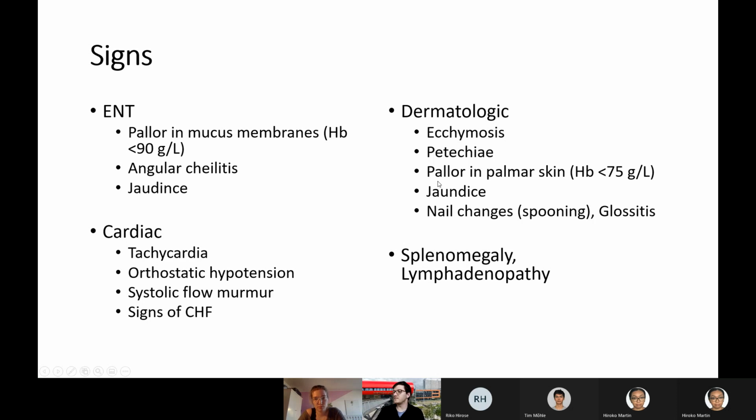Then there's always some sort of pallor, whether it's in the palmar skin or in the conjunctiva. It tells us that there's a decreased hemoglobin in the blood. In the conjunctiva, as you can see, we see it when it's below 90 grams per liter. In the skin, when it's significantly reduced.